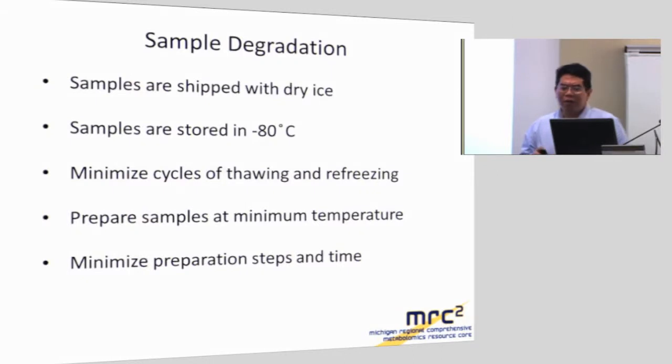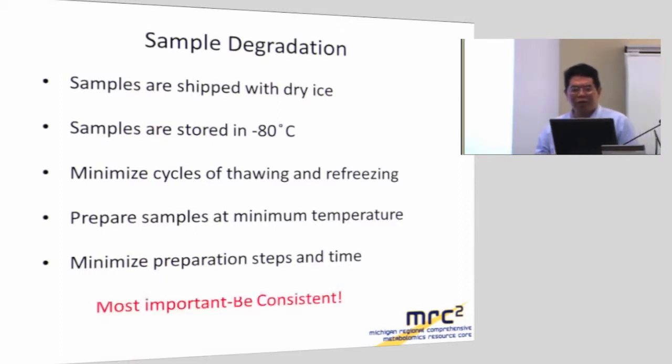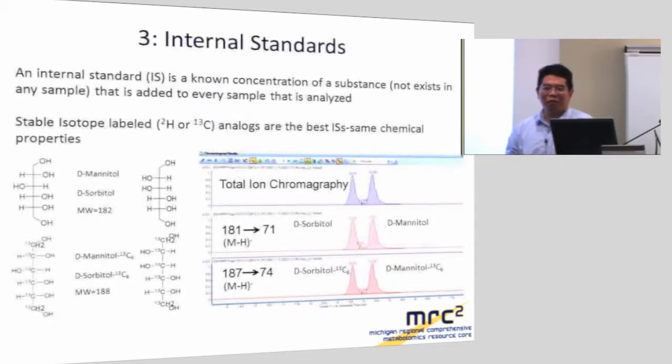And we will minimize the cycles of freezing and thawing so that only one cycle is needed for the sample to be prepared and injected into the instrumentation. And prepare the sample at a low temperature, like on ice, and shorten the time of handling and preparing the sample, so as to minimize degradation. Being consistent is the most important step in sample preparation, so we can get consistent results.